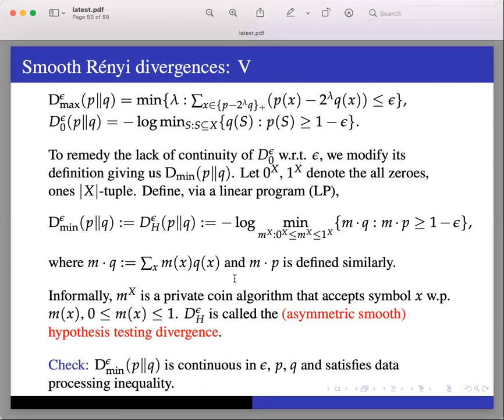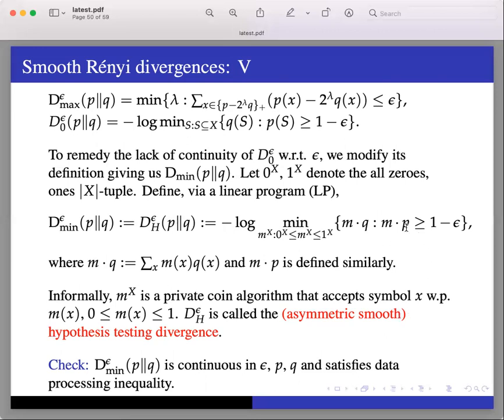So how to make sense of this? This should remind you of our converse argument for noiseless source coding, the one-shot noiseless source coding. Informally, m_x is a private coin algorithm that accepts symbol x with probability m_x. So for every x, the private coin algorithm accepts x with probability m_x, a quantity between 0 and 1. We can call this my hypothesis test. This private coin algorithm is my hypothesis test.